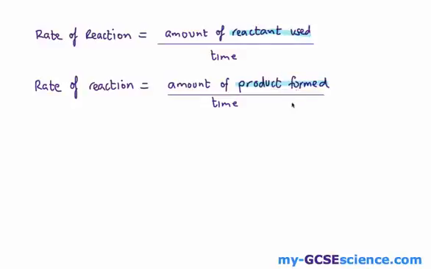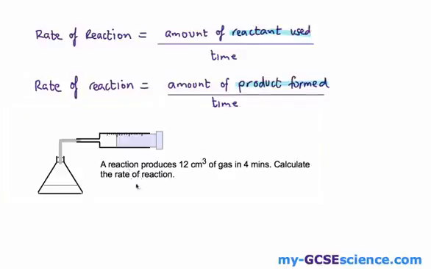So it depends on how you're measuring the reaction, but let me give you an example of how we might use these two formulae. First one here, we've got this, which should be familiar apparatus by now. It says a reaction produces 12 centimeters cubed of gas in 4 minutes. Calculate the rate of reaction. Well, we're looking at the production of a product, so we'd use this second formula, and it says 12 centimeters cubed produced in 4 minutes. The time is 4 minutes, so that would just be 3, and the units for this would be centimeters cubed per minute. So that's how that one will work.